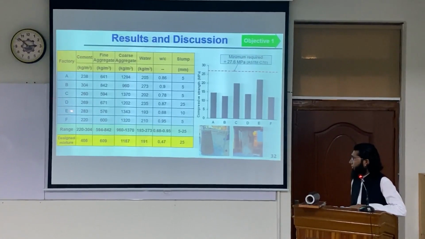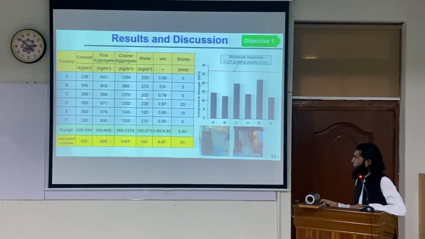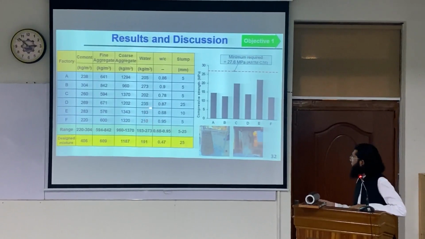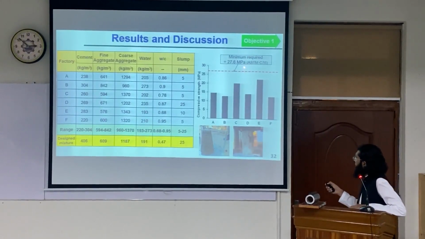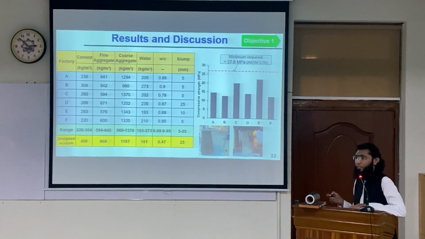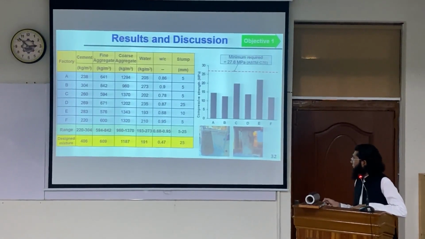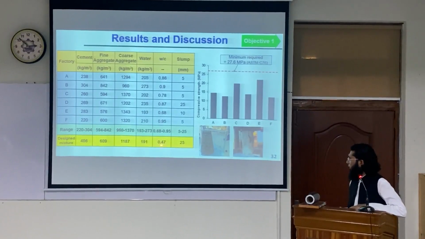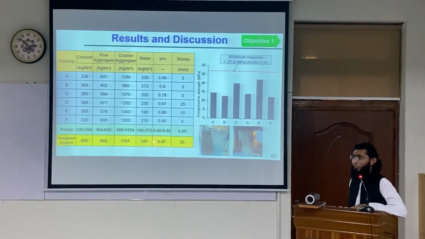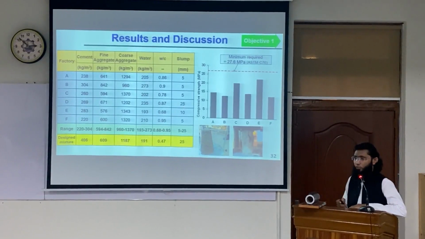So these are different factories visited, A, B, C, D, E, F, and these are the mix proportions practiced in these factories. What one can find is that the water-cement ratio is significantly high, and this is the reason the compressive strength is much lower than the minimum required by ASTM C76. And then it was compared, you can see the comparison with a design mixture. A much lower water-cement ratio has to be provided in order to achieve that strength.